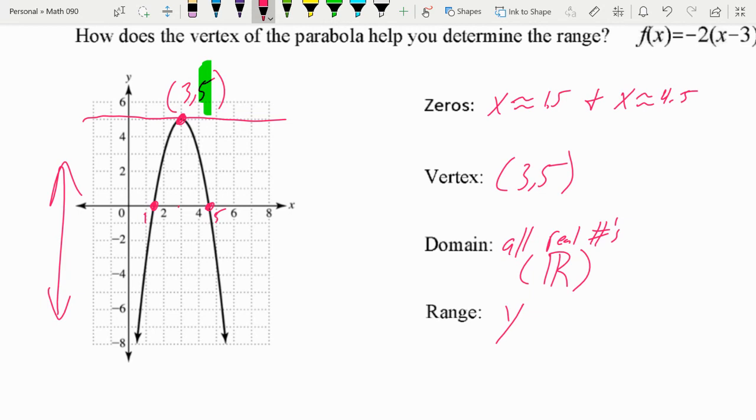So how does the parabola help us determine the range? Whatever the vertex is, in this case, y is less than or equal to 5. If the graph were opening up, then we would have said y is greater than or equal to 5. But it's opening down, so y is less than or equal to, because all those y values are lower than 5. How does the vertex help us determine the range? You'll notice that that 5 and that 5 are exactly the same. That's where that 5 came from.